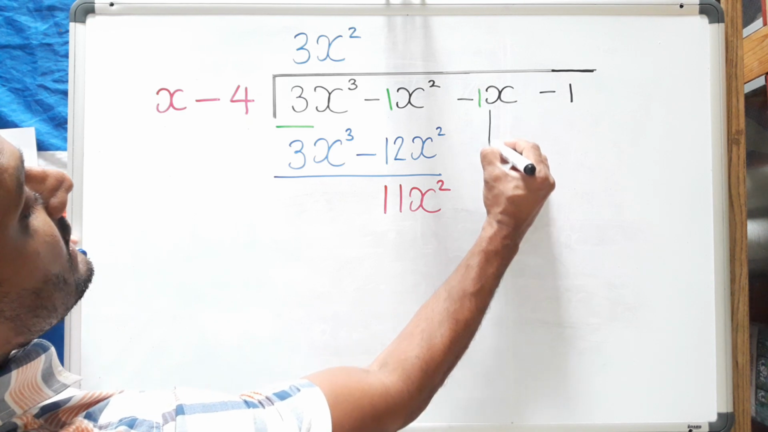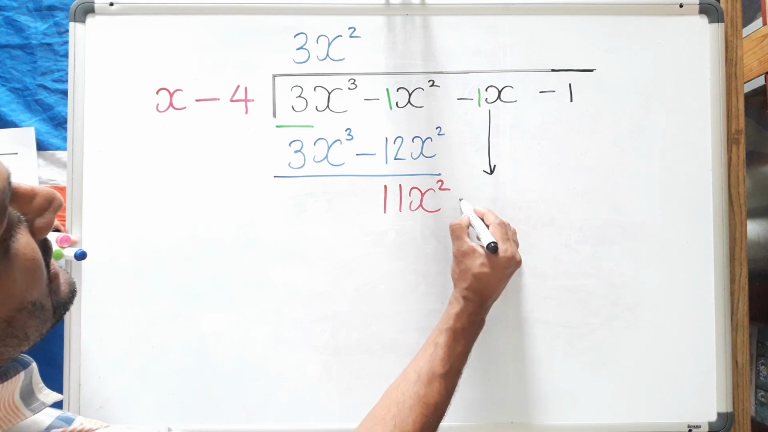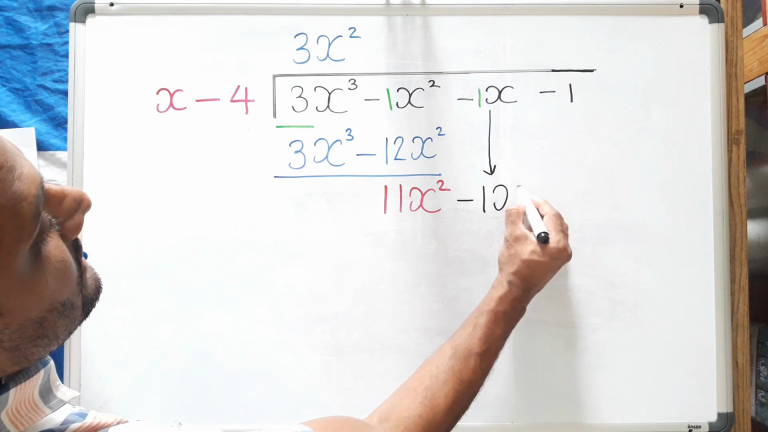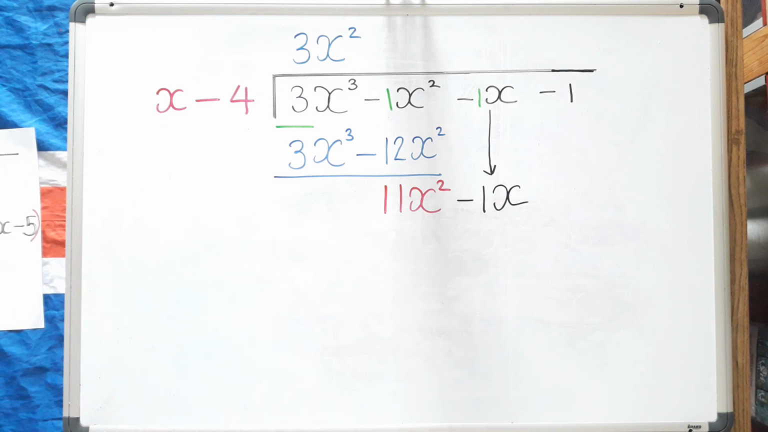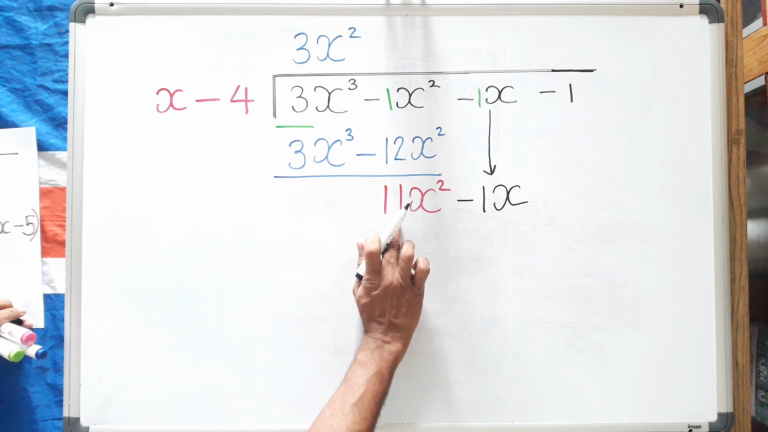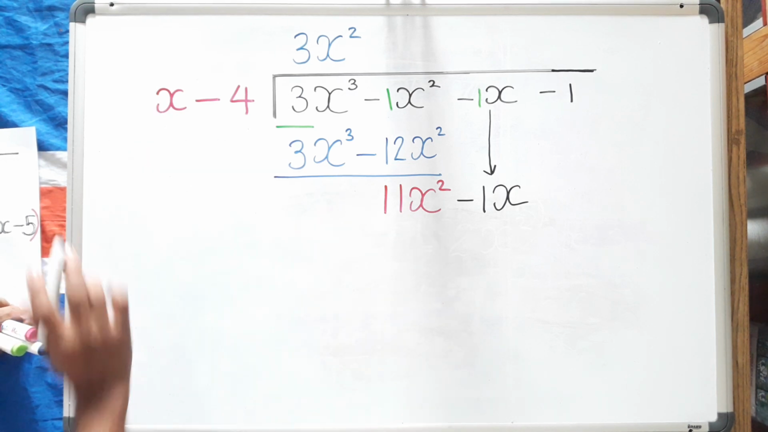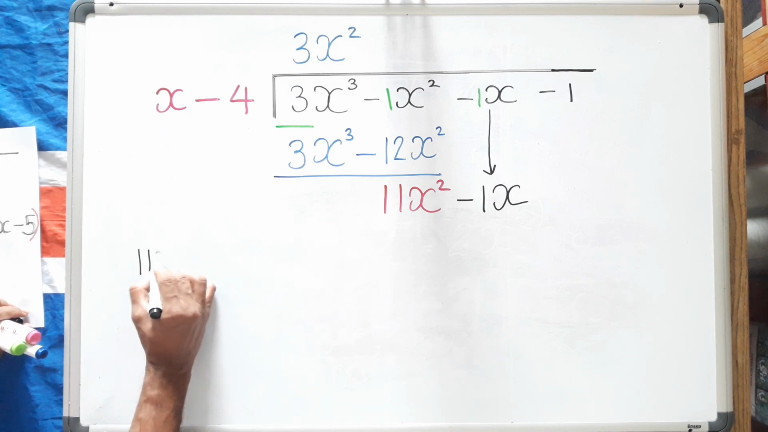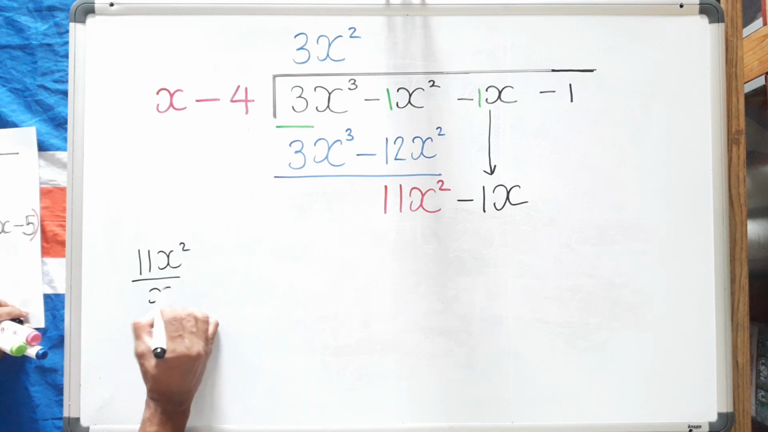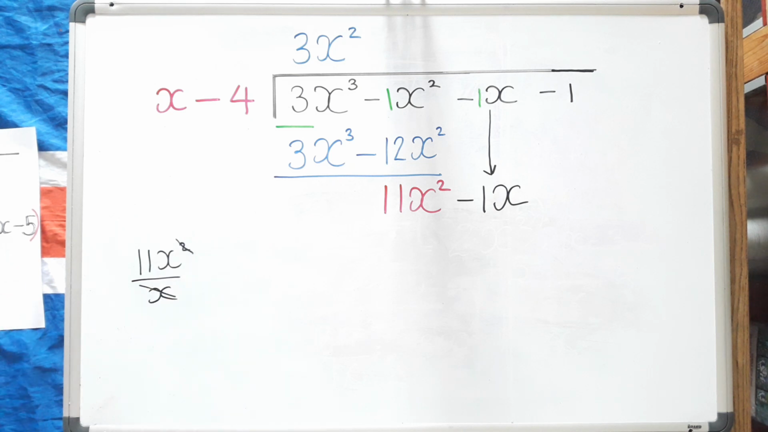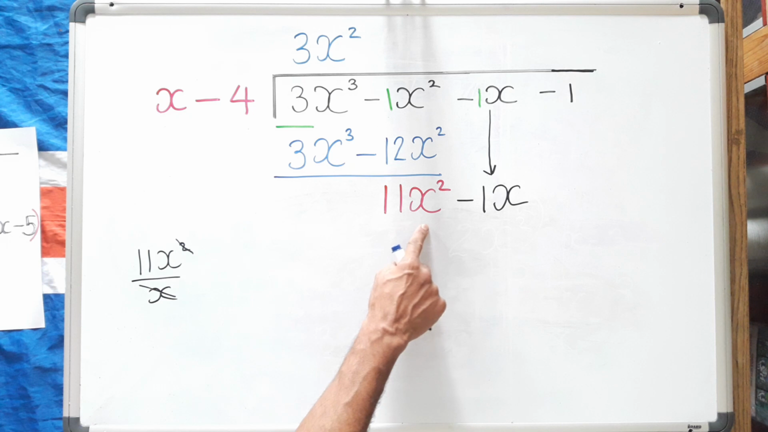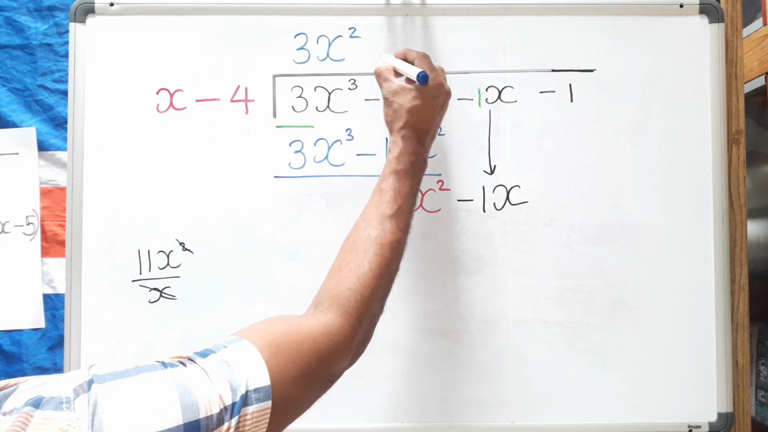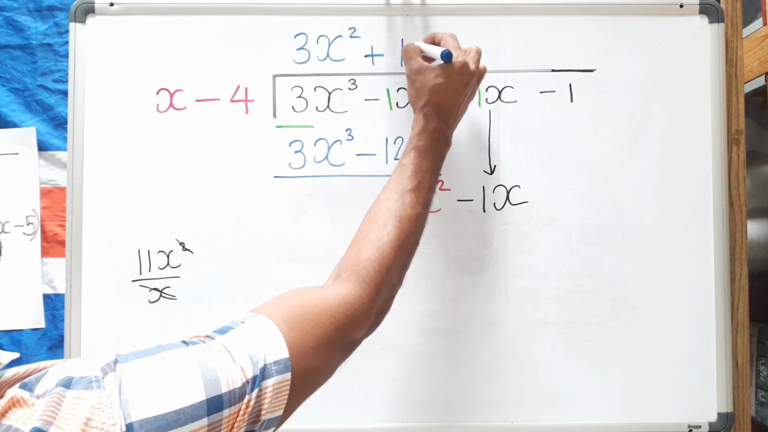This number now will drop downwards and join the party. So minus 1x. We have two items here. So we're going to repeat what we started with. We're going to divide 11x squared by x. Remember, this will cancel out with this to give us 11x. So 11x squared divided by x is positive 11x.